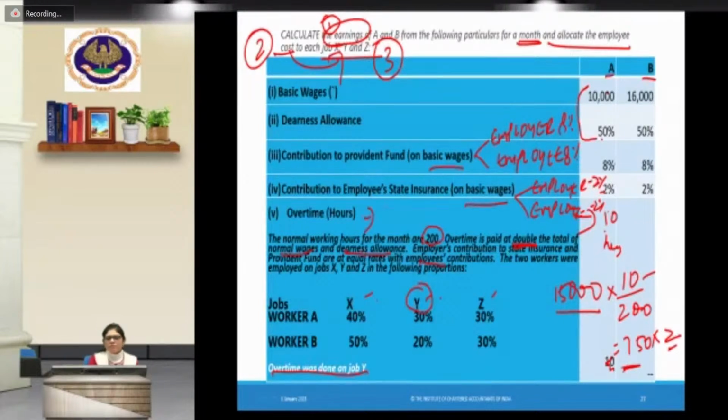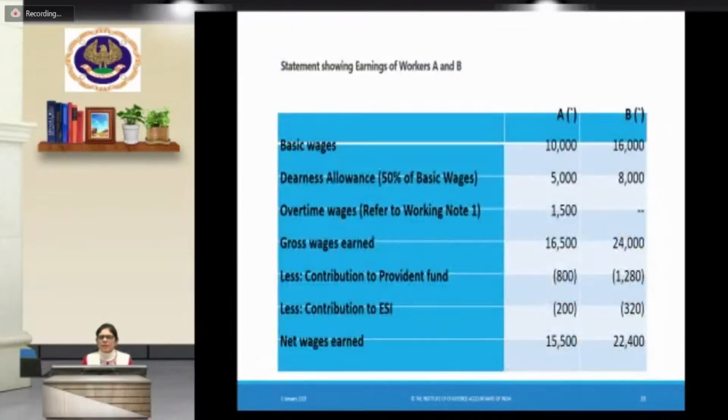So overtime should be 1,500. So what will be the earning of A? 10,000 plus 5,000 plus 1,500. So let me show you the earnings: 10,000, 5,000 and overtime wages 1,500.